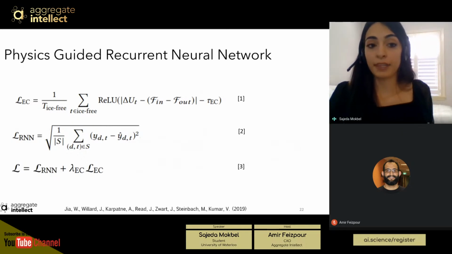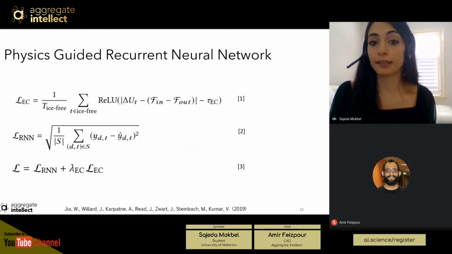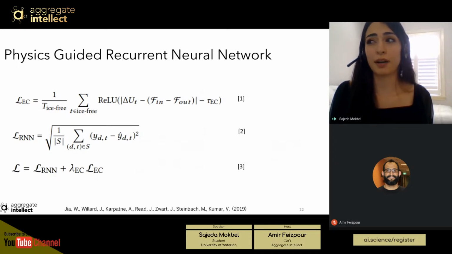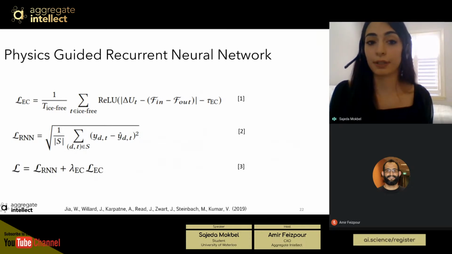And yeah, so this is their overall loss function. So they have the loss function LEC, which takes into account the physics penalty that I mentioned before. And there's also this threshold term, TEC. Basically, sometimes energy changes are from processes that we don't really care about. So the energy change has to be greater than a certain threshold to be accounted for. So they do that with the ReLU function.